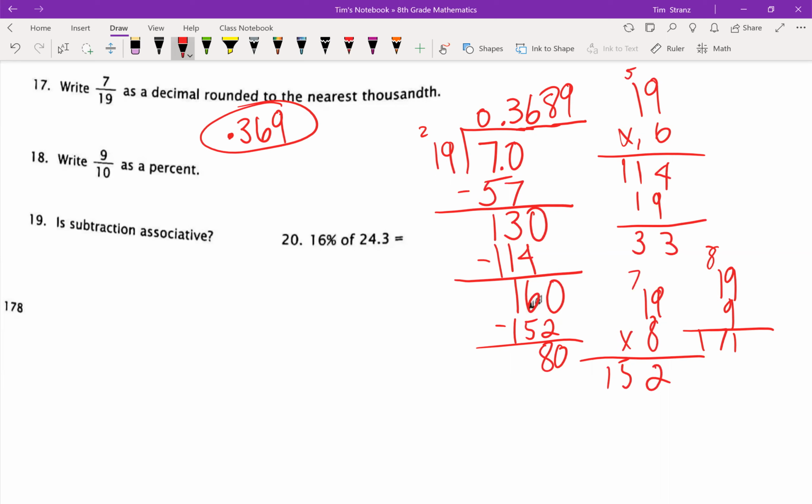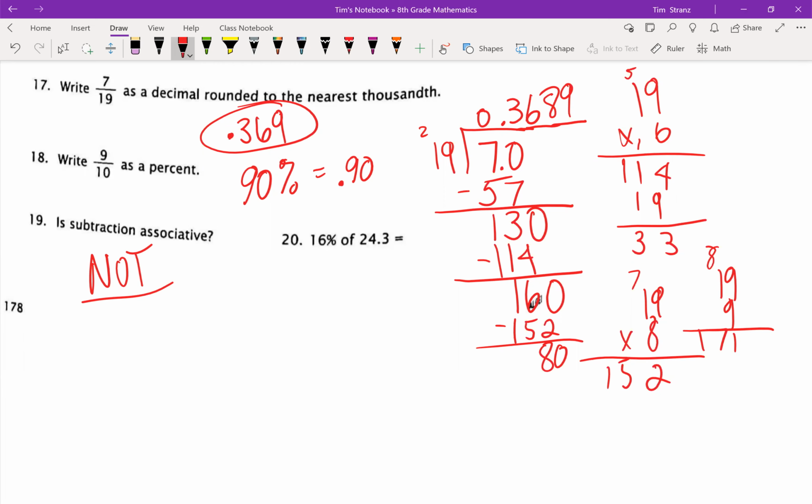Number 18, write 9/10 as a percent. Don't worry, I know this one off the top of my head. It's pretty easy. It's going to be 90%. Okay, as a decimal, 0.90. Is subtraction associative? It is absolutely not. Only addition and multiplication are associative.